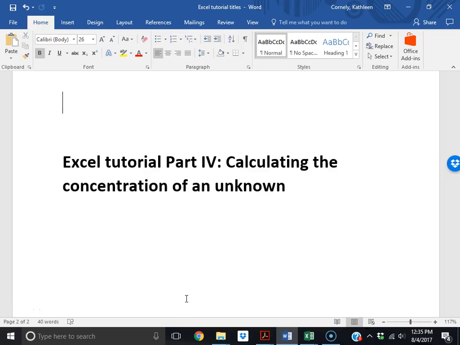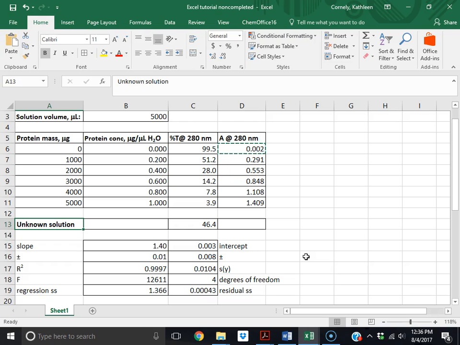In this Excel tutorial part 4, we will use the standard curve that we constructed in the previous tutorial and use that information to calculate the concentration of an unknown. In the previous tutorials, we constructed a spreadsheet, performed calculations and a linear regression using the LINEST function, and also plotted a graph.